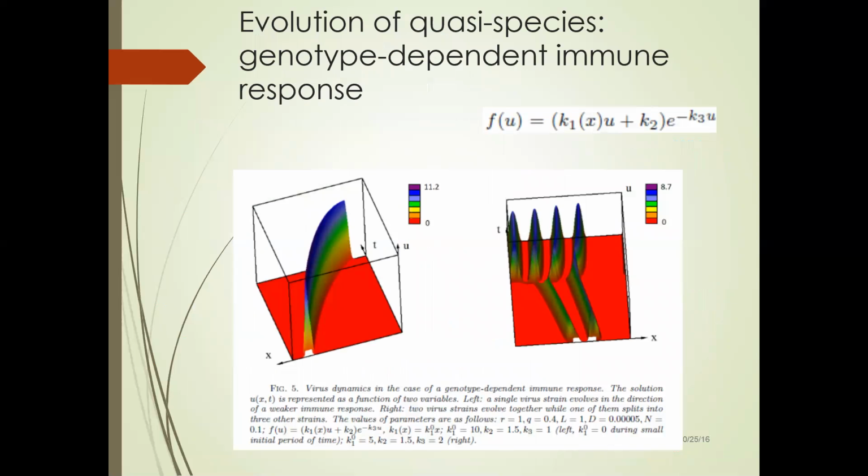Next, we consider the case of genotype-dependent immune response. The function f depends now on the space variable x. This means that virus elimination by the immune system depends on the virus genotype. In this case, we observe in the left figure the evolution of virus quasi-species. They escape the immune response and move to the genotypes for which the immune response is weaker. This result is in agreement with the biological data. A more complex behavior is shown in the right figure. In addition to the motion of virus quasi-species in the genotype space, there is also the emergence of new quasi-species.